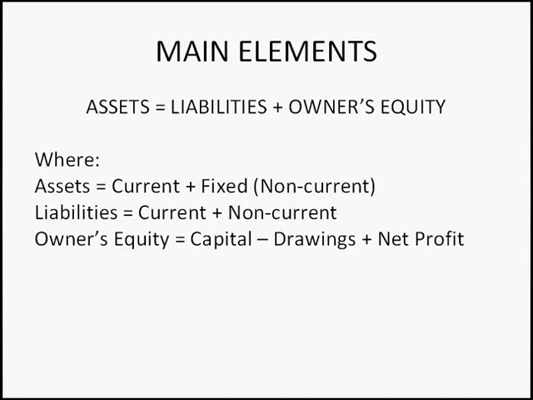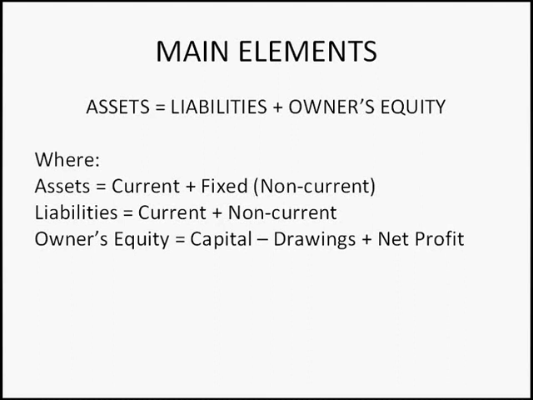Owner's equity, we said, consists of capital minus any withdrawals that the owners make during the operations of the business, and we call that drawings. And then if there's any net profit left from the operations of the business, then that gets added to the capital amount. And if it's a loss, then it simply gets deducted. So those are the three main elements of the accounting equation.